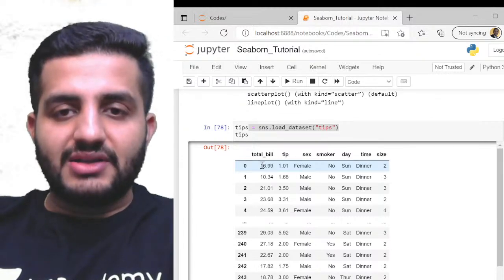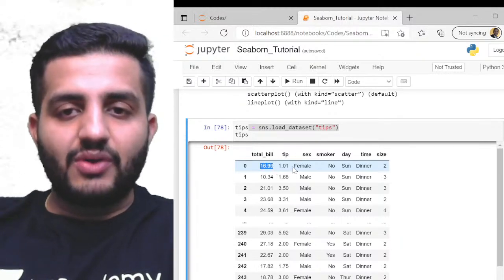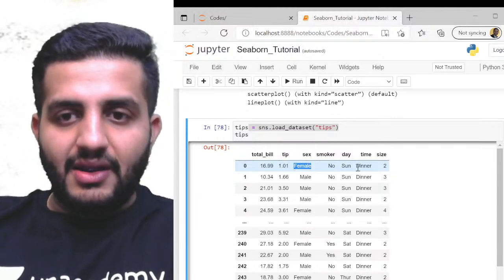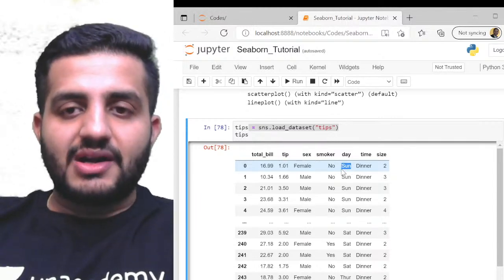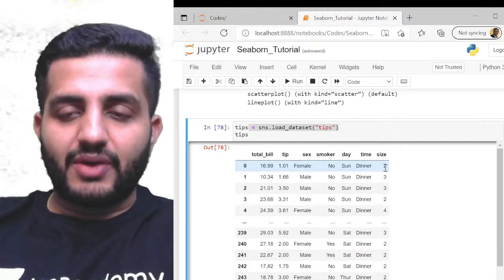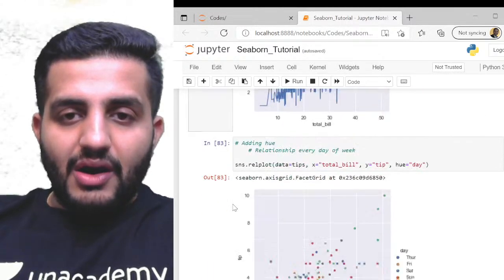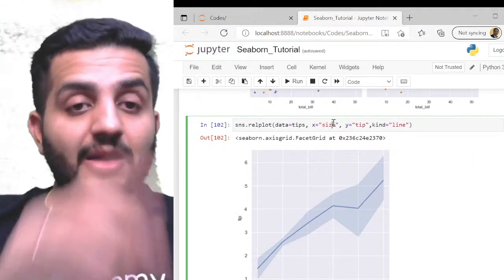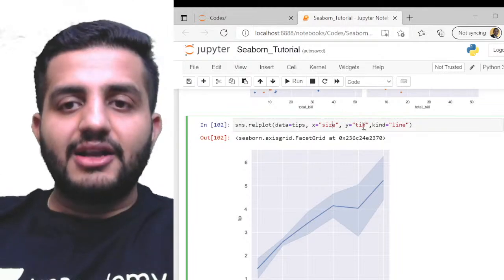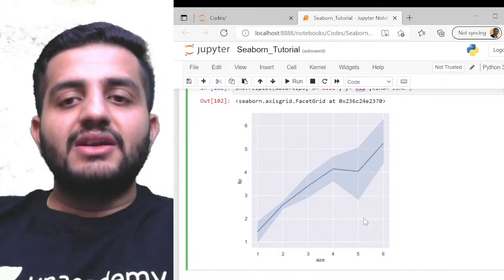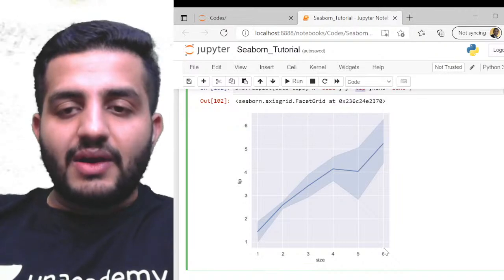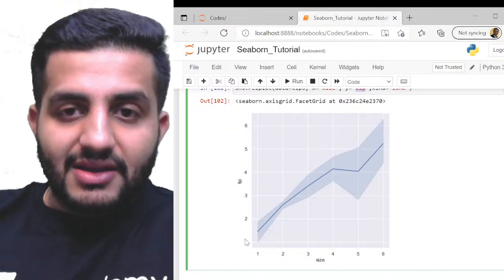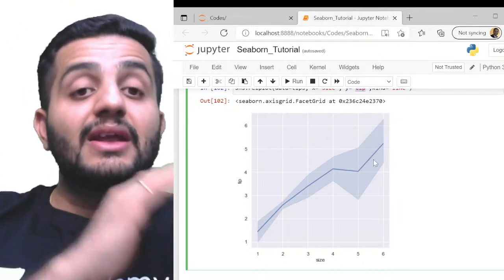For example, here you can see where the bill amount is $17, the tip was $1, and the tip was paid by a female. She was a non-smoker, went on Sunday for dinner with 2 people. Okay, so they went as a couple. So now here I'm plotting a graph between my size, which is my number of people dining out, and the tip. Okay, very interesting trend here. You can see that as long as my family size or the number of people dining out is increasing, the tip amount is also increasing irrespective.